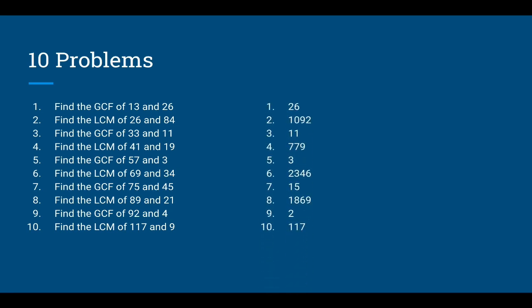The answer to the first problem is 26. The answer to the second problem is 1092. The answer to the third problem is 11. The answer to the fourth problem is 779. The answer to the fifth problem is 3. The answer to the sixth problem is 2346. The answer to the seventh problem is 15. The answer to the eighth problem is 1869. The answer to the ninth problem is 2. And the answer to the 10th problem is 117.